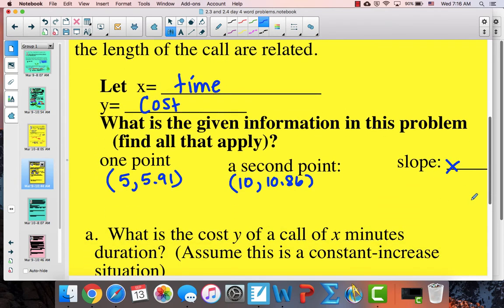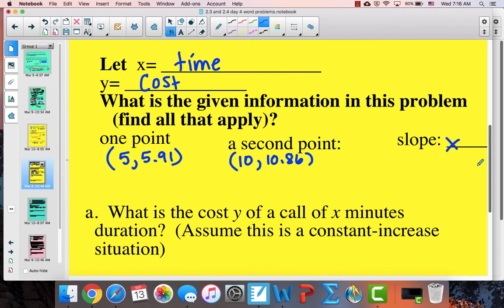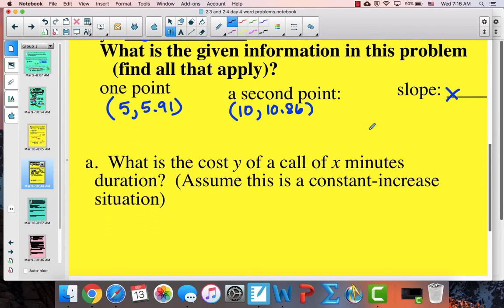So I don't have my slope, I don't have the y-intercept, so I actually now have 2 points. And remember, the minimum you need to write an equation of a line, what did we say? It's a point and a slope. Well, I have 2 points, so what do I have to do? I have to find the slope. Okay, so how do we do that?